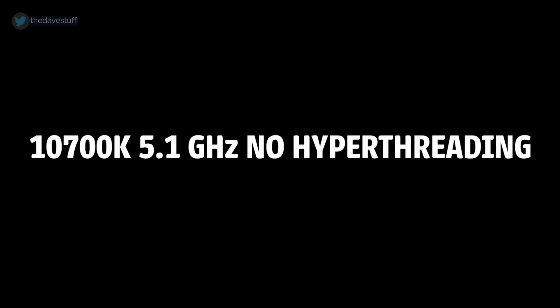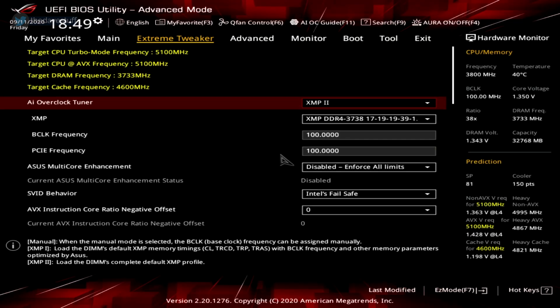Before we start, some of the settings have different setting names compared to other manufacturers. For example, ASUS Multicore Enhancement on an MSI motherboard would be Game Mode. The AI overclock tuner is set to XMP2. B clock and PCI frequencies are set to 100. ASUS Multicore Enhancement is set to disabled, enforce all limits. MCE will not be used in this video due to overvoltage or heating at this frequency.